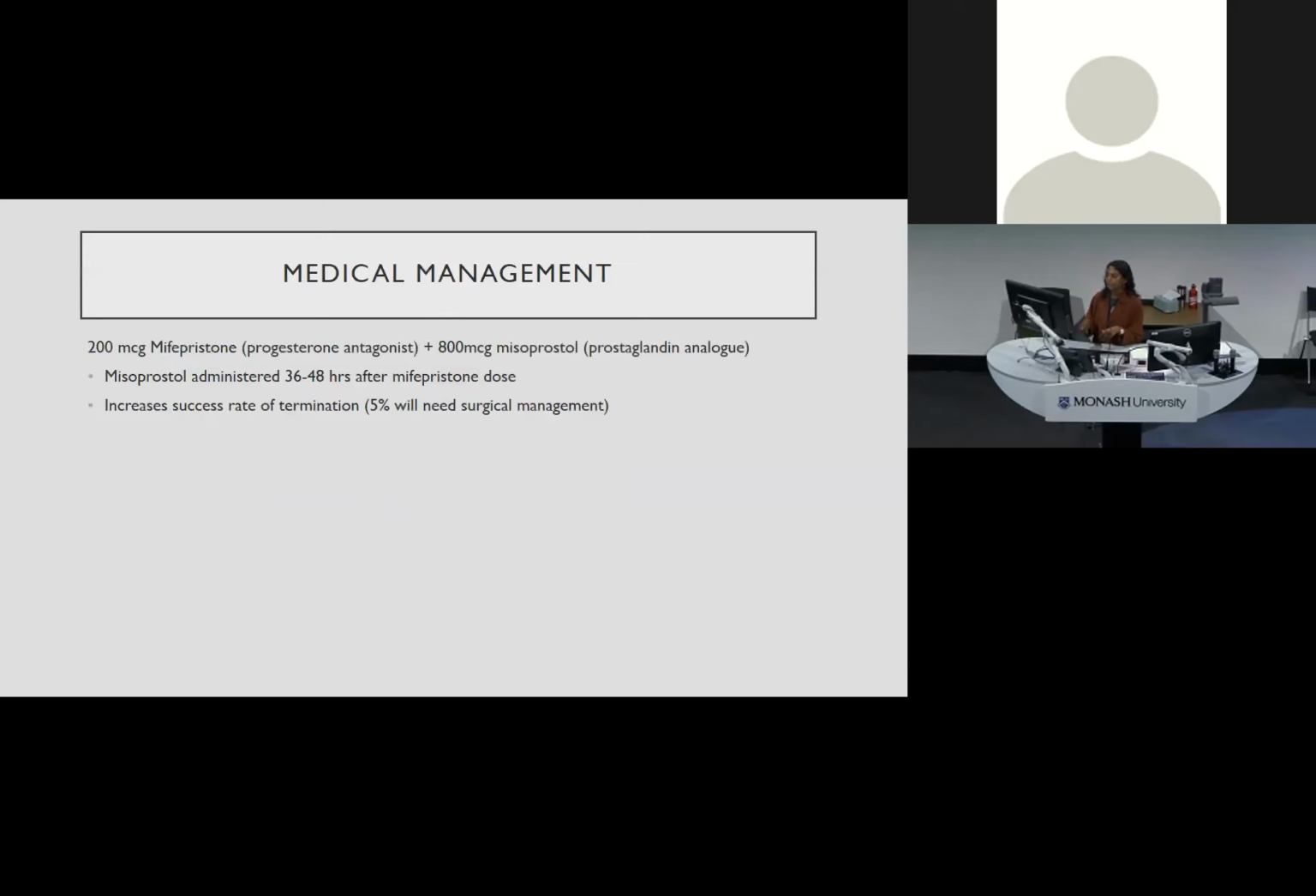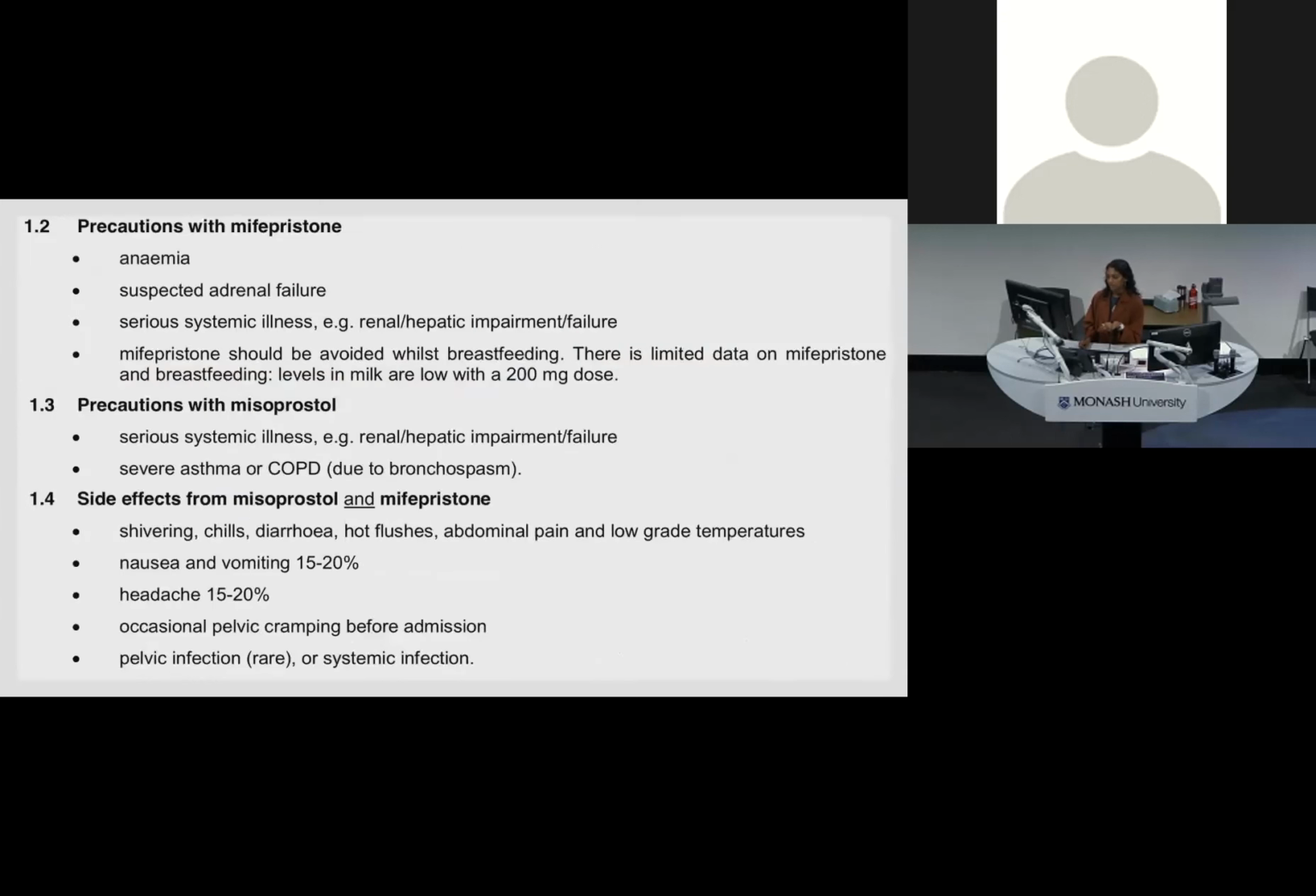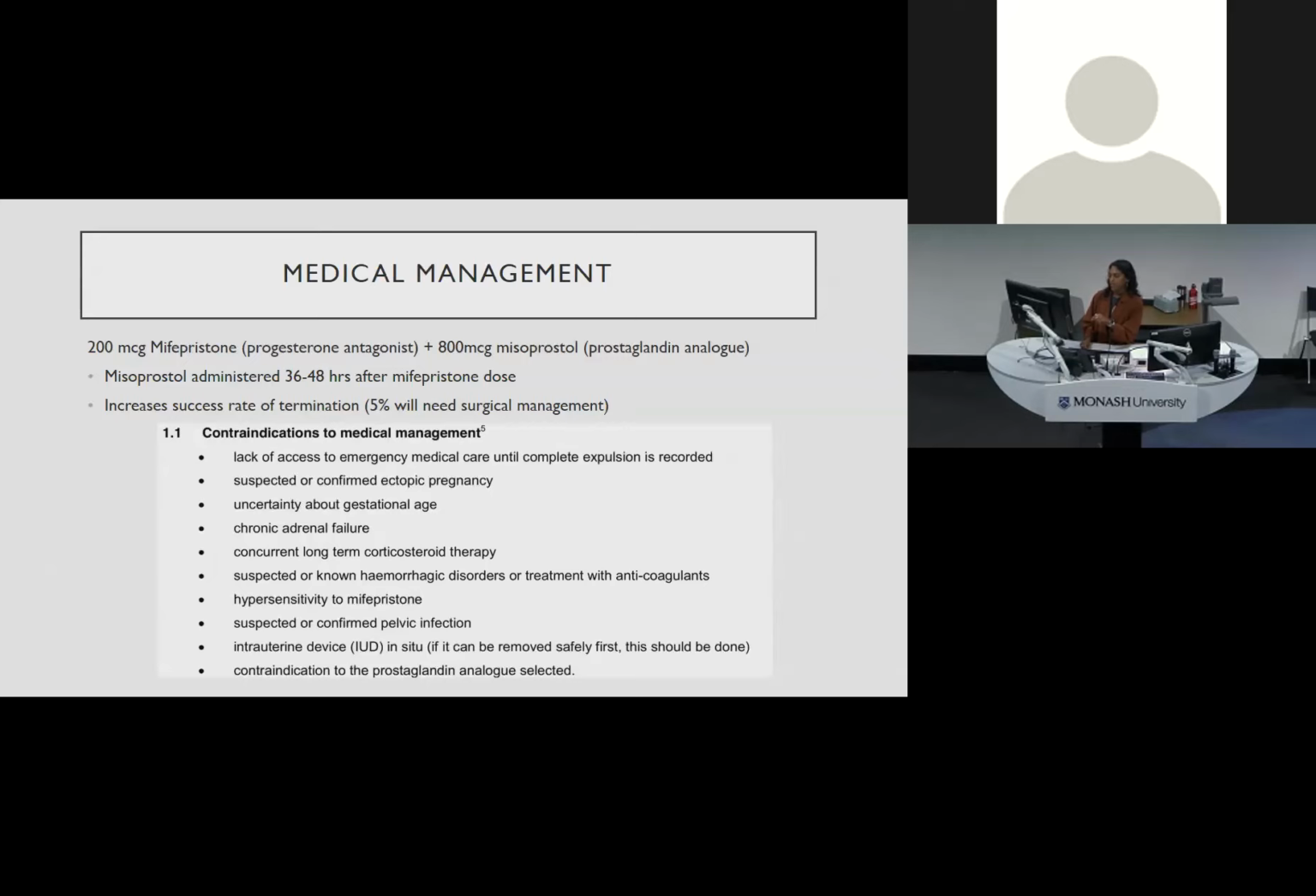However, 5% of women will need surgical management. These are the women who you cannot give this to, and you will then move to surgical management. These are precautions and side effects. I've just taken this out of prompt. So prompt is another good place to look at notes for termination. Essentially, depending on your gestation, the dosage of misoprostol will change. So you've got 800 micrograms for anyone who's about 12 weeks or less, but if they are 12 weeks to 24 weeks, you might have to give increased doses, but it's there on prompt if you want to look at that.